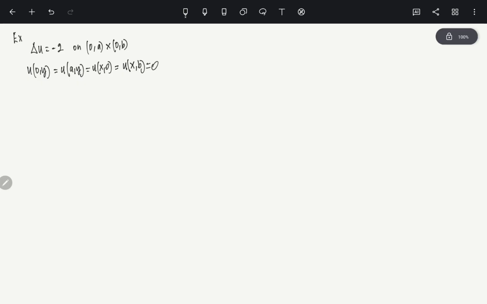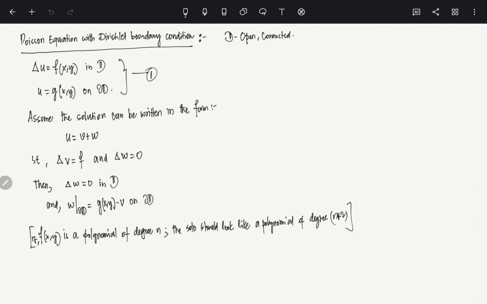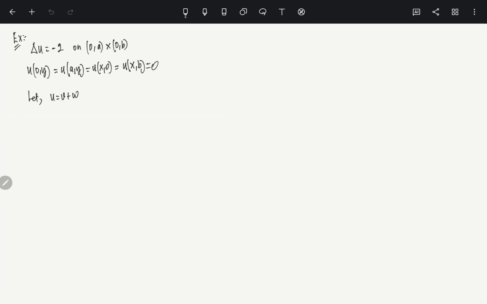Sorry, this is an example. Okay, so how do we solve this problem? Let u equal v plus w. Again, as I was telling you, it is not always possible to solve this sort of problem explicitly. In some particular cases we can do this, that's what I'm trying to say. Those are the cases which you are looking for. So let's look at an easy example which looks like this.